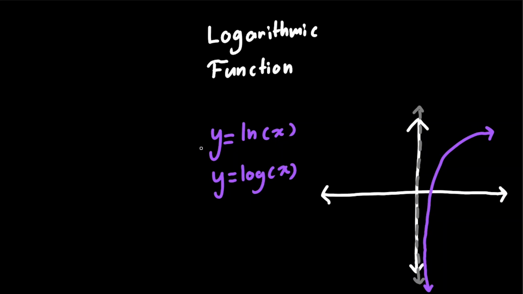Here you can see the two most common ways that the logarithmic function is expressed: through the natural log, ln x, and the base 10 log, represented by just the word log x. These functions, if you graph them, will look very similar, but they have different properties of growth.